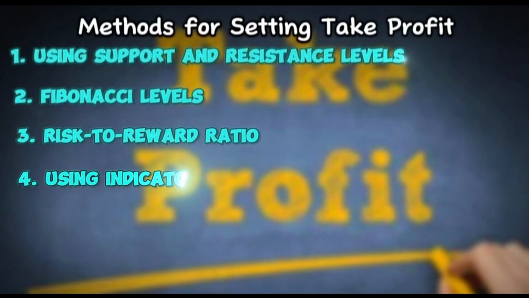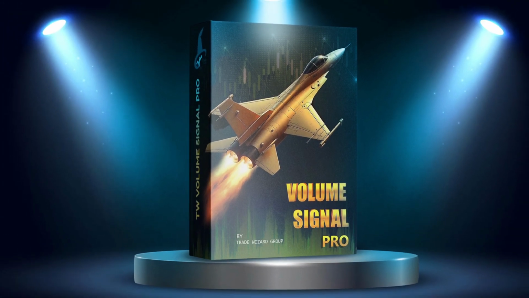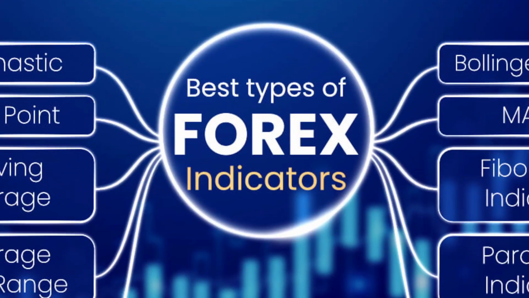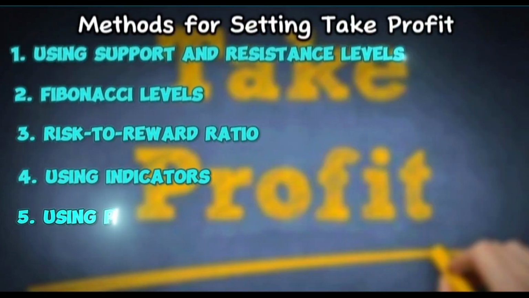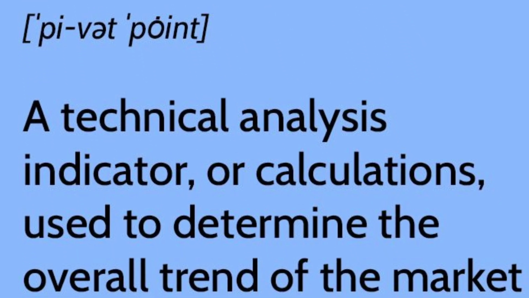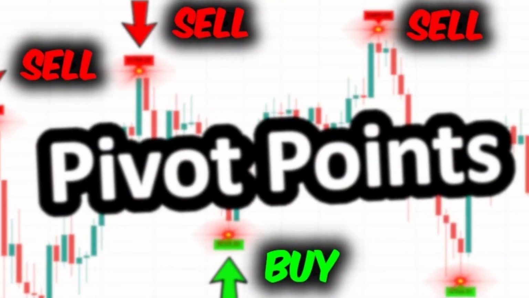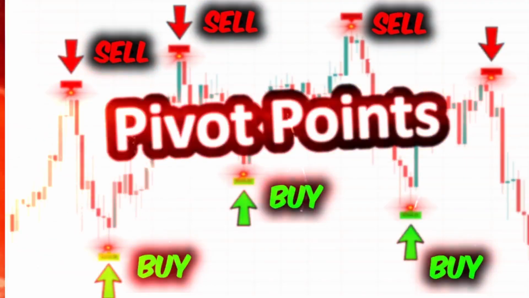4. Using indicators. Indicators such as moving averages and ATR, average true range, can help in determining take profit levels. 5. Using pivot points. Pivot points are significant support and resistance levels derived from past price calculations. Traders use these levels as take profit targets.